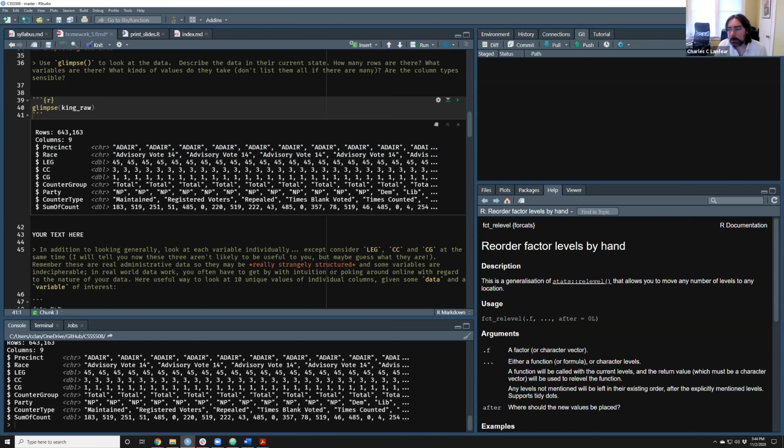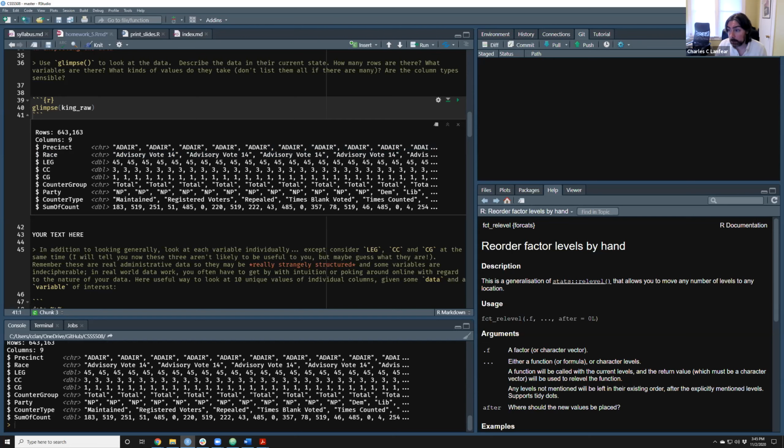But notice something about this immediately. You see how you've got Adair precinct, Adair, Adair, Adair, and so on. So we see immediately, before we even look at the rest of the structure of the data, that clearly there's multiple observations per precinct. But not just that, there's multiple observations per precinct and per race, because advisory vote 14 is repeated many, many times. So we have an interesting structure to the data.